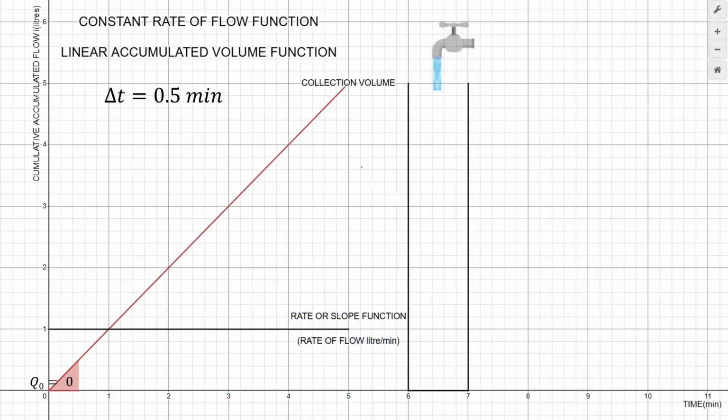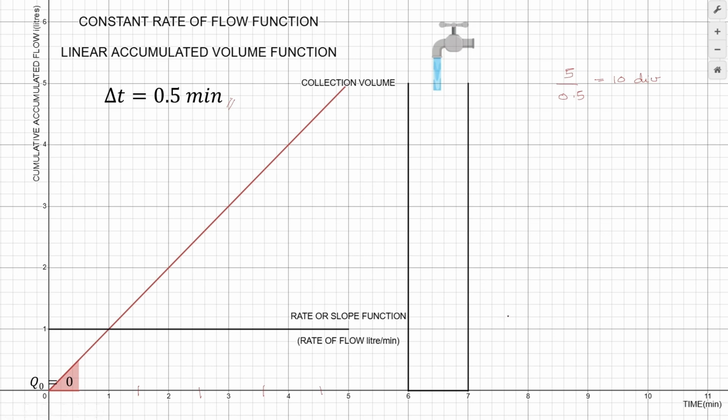Next we go for delta t equal to 0.5. The total time is 5 minutes and delta t is 0.5, so totally we will have 10 divisions. Each division will have a length of 0.5, and for each division we will do the calculation.